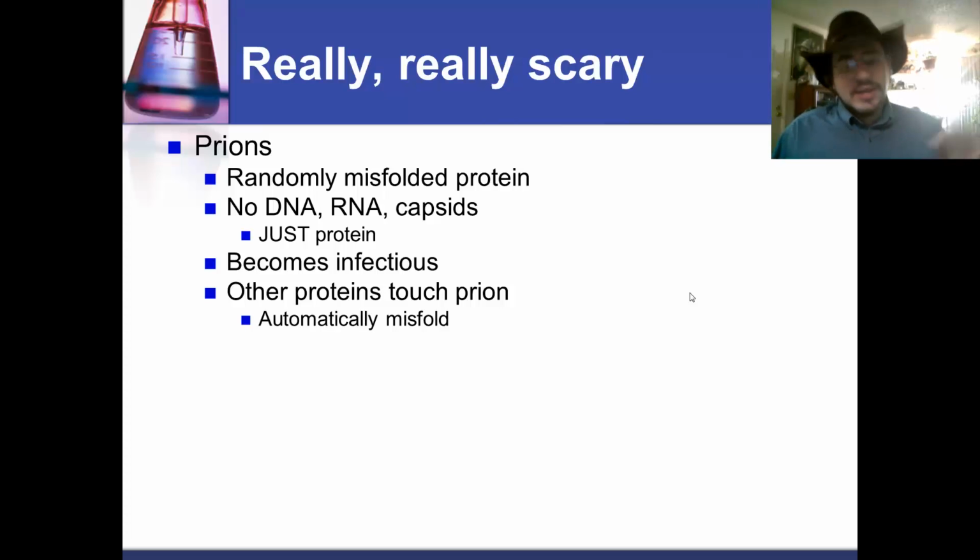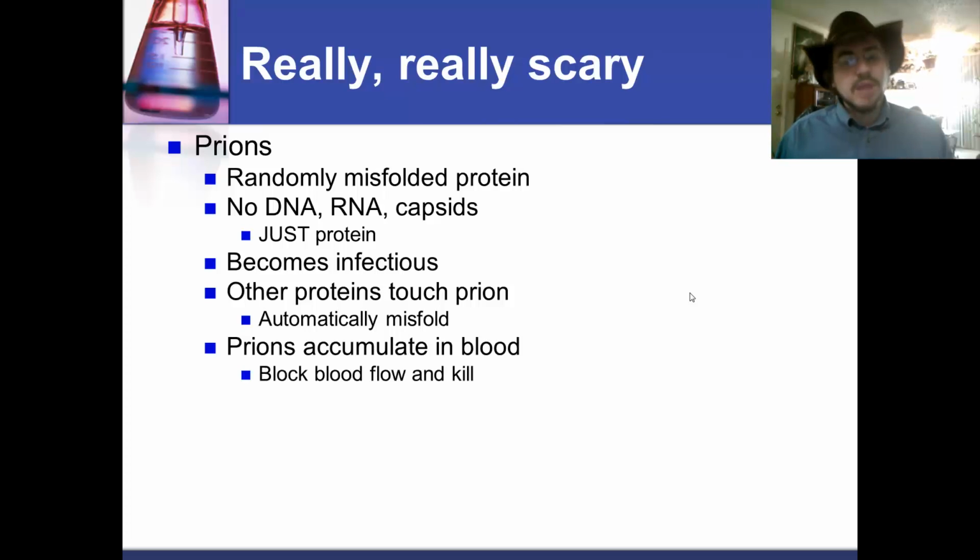So, anytime any other protein touches a prion, it automatically misfolds. The prions start building up in your blood and they block blood flow, turn your brain to Swiss cheese, and kill you. Universally lethal. And if you get a prion disease, there is no cure. One prion in your body, and you're gonna die.